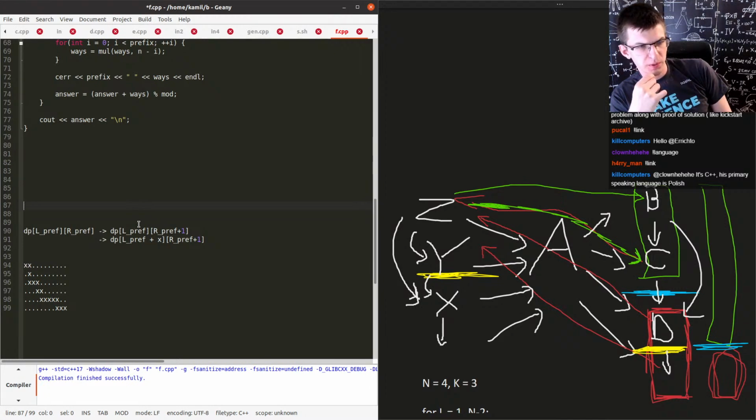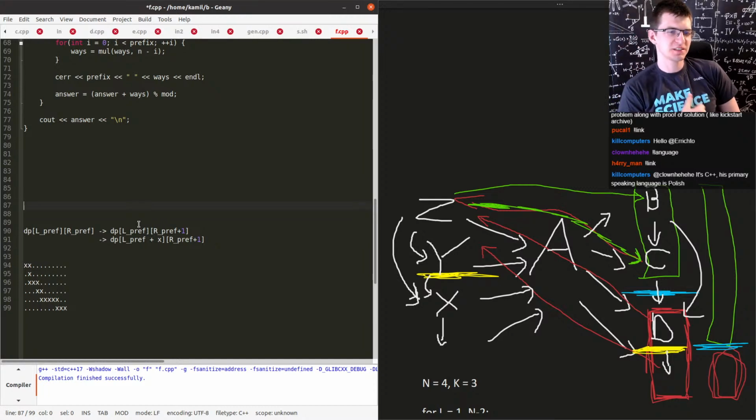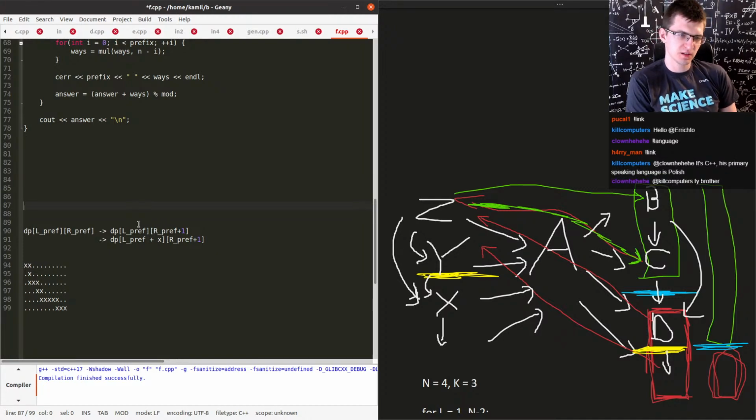Good sites with problems along with proof of solution. By default, let's say that all platforms do that. TopCoder, Codeforces, AtCoder, CodeChef, they should all provide proof of a solution.